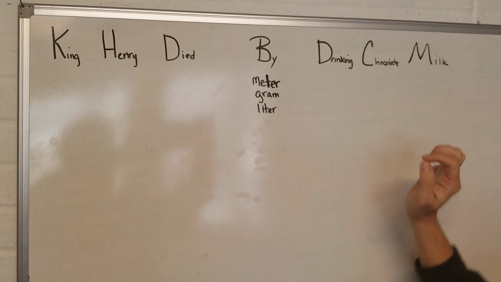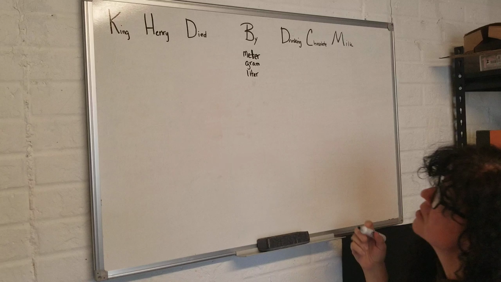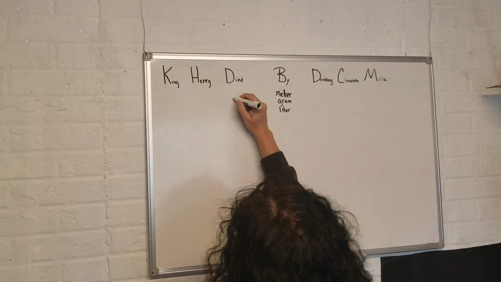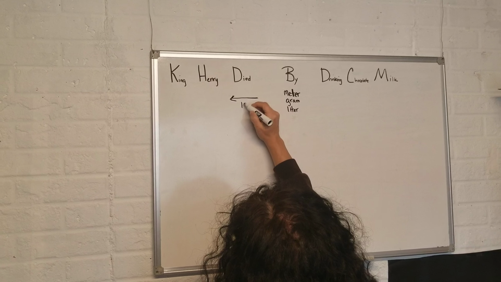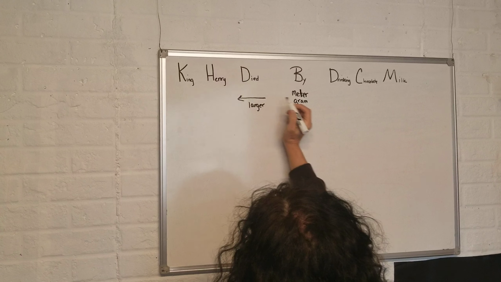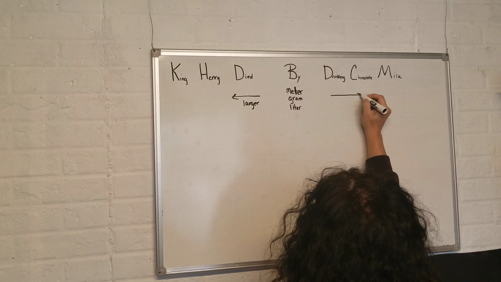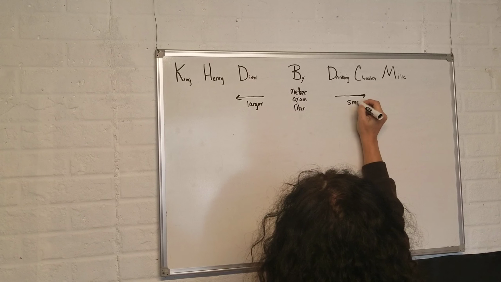Okay, so the way this works is when you are going in this direction, things are getting larger. And when you're going in this direction, things are getting smaller.